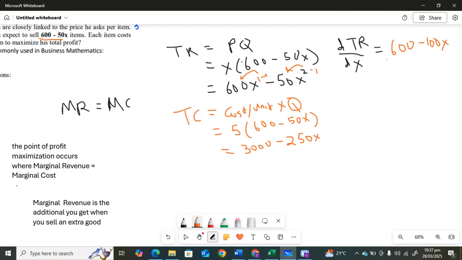Madam, remember we expanded this. Remember we said total revenue is P times Q. So we just multiplied x times 600 and x times negative 50x. Is that okay, madam? That's where the x is coming from. Yes, that's where the x is coming from. Okay. With these questions, you have to really pay attention to the wordings, okay?